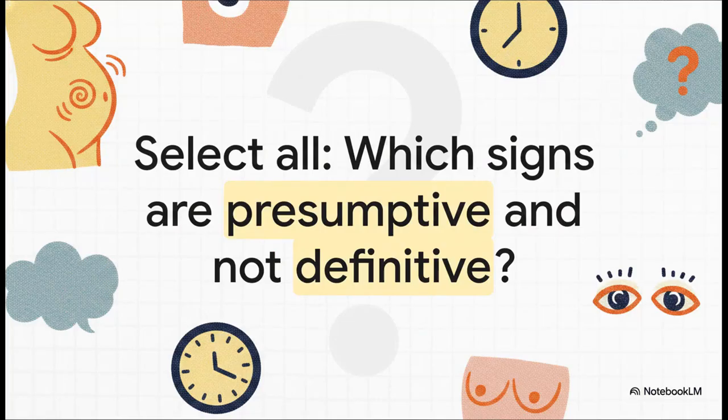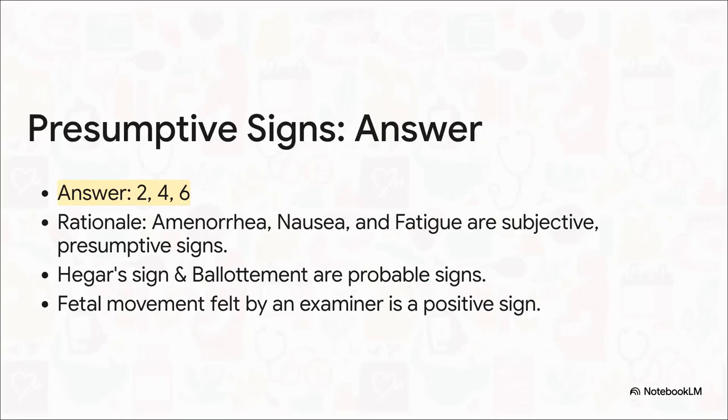Okay, last one, and it's a select all that applies, so read carefully. Which of these signs are considered presumptive? Remember, we're looking for the subjective things the client would tell you, the things that aren't definitive proof. The right answers are 2, 4, and 6.